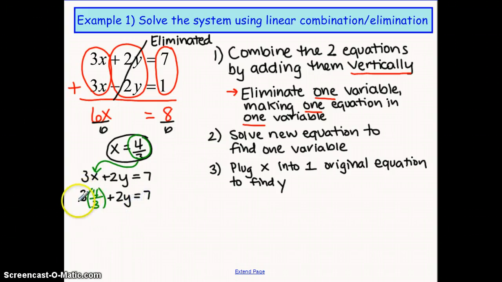If I multiply the 3 times the 4/3, the 3's cancel out, leaving me with just a 4 plus 2y equals 7. Subtract 3 on both sides, and now I have 2y equals 4. Divide by 2 on both sides.